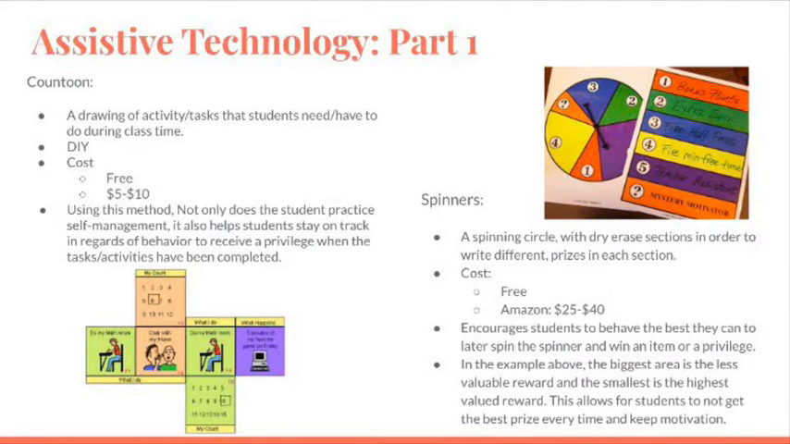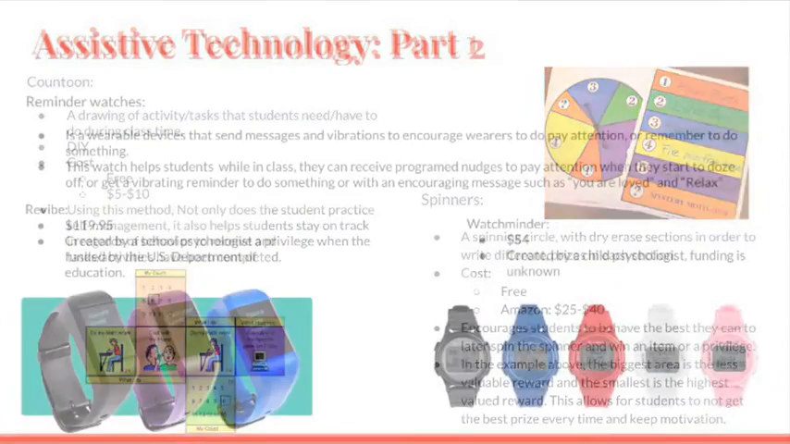Now, the way that this helps students with EBD is that it encourages students to behave the best they can to later spin the spinner and win an item or a privilege. In the example above, the biggest area is the less valuable reward, and the smallest is the highest valued reward. This allows students to not get the best prize every time, but still keeps motivation among the students.